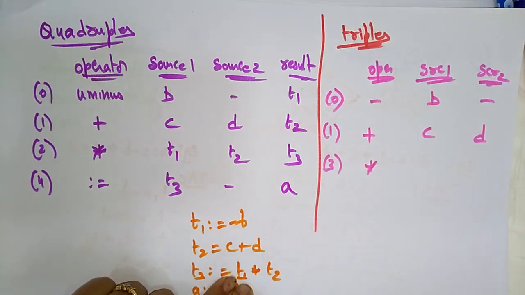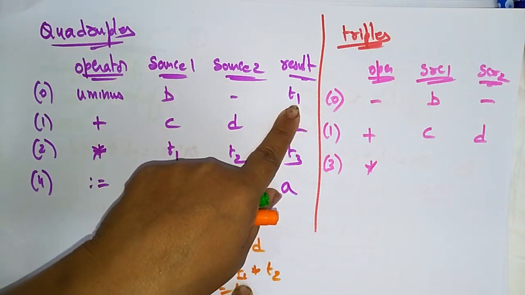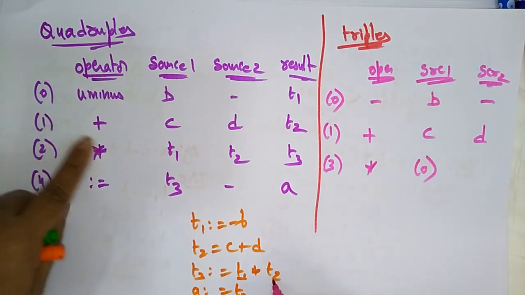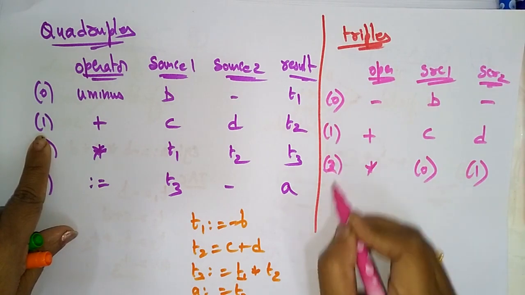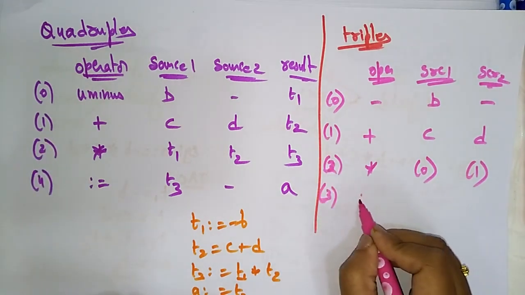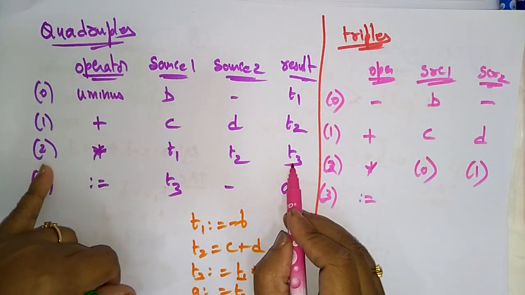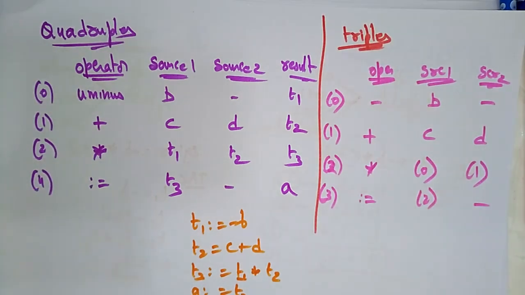Instead of writing T1, you need to write the reference of T1. So what is the reference of T1 here? T1 is the result, so the T1 reference is 0. Just write the reference here. And the T2 reference is 1. Now coming to the third production, equal to T3. What is the reference of T3 here? The T3 reference is 2. Just write 2 here. So this is how you have to construct the triples by using the 3 address code. Thank you.